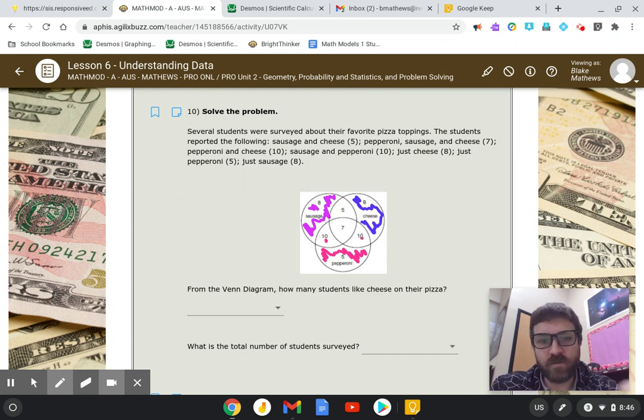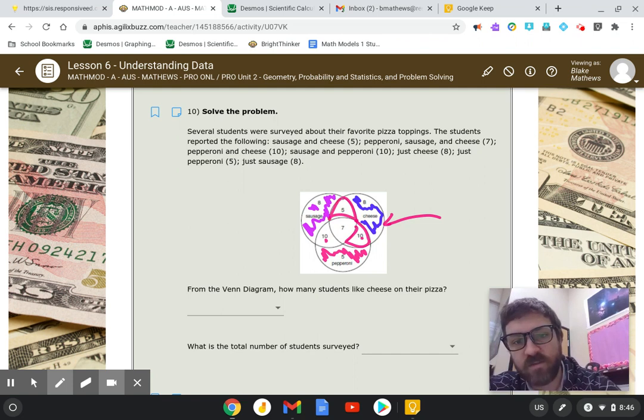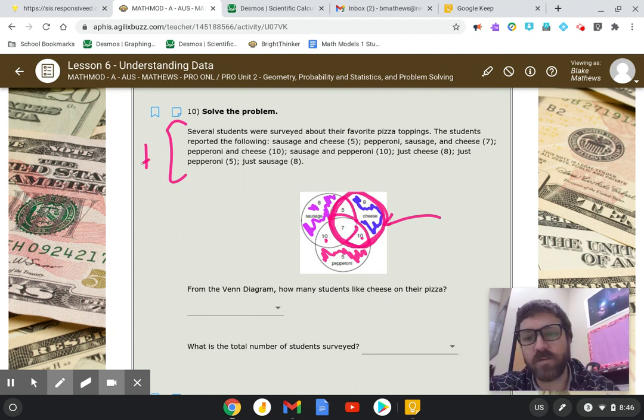So what you have to do is just answer these questions. From the Venn diagram, how many students like cheese on their pizza? Here's cheese and pepperoni, here's cheese and sausage, here's cheese. So basically you need to know how many people are in this circle all together for that Venn diagram. And the total number of students surveyed, you have the numbers up here, just add those up and you'll have the total. Not much else to say about that one.